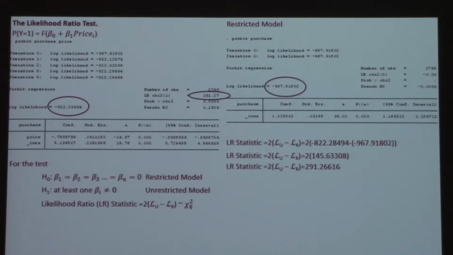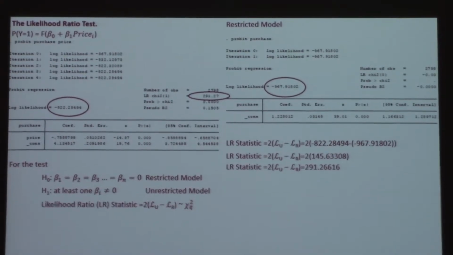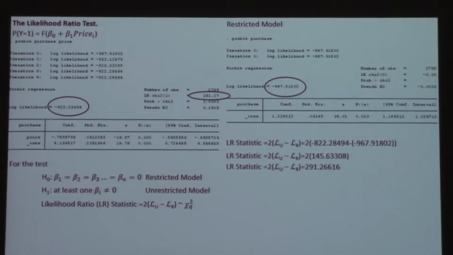This is a relatively simple model with only one independent variable, but if we had multiple independent variables, we can test any subset of variables. We don't necessarily have to exclude all of them; we can exclude one or two of them and see if it changes the model much. The fewer the independent variables, the better, usually.